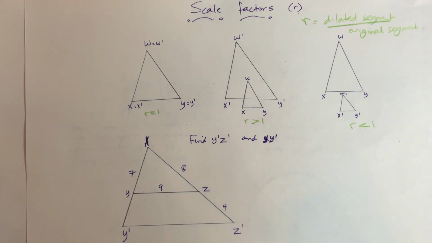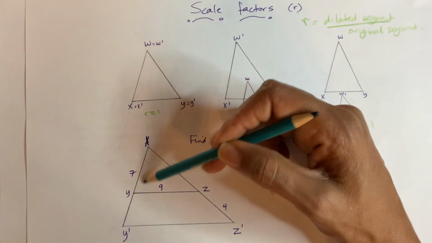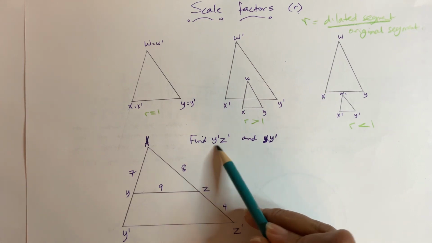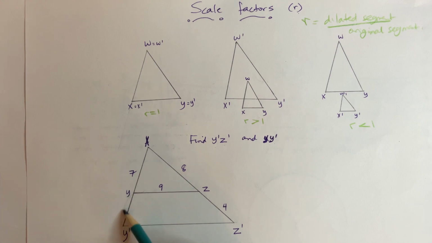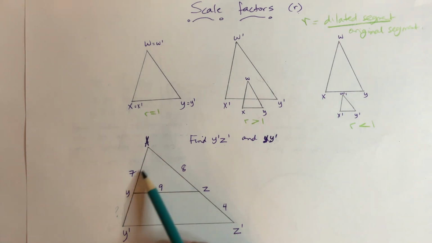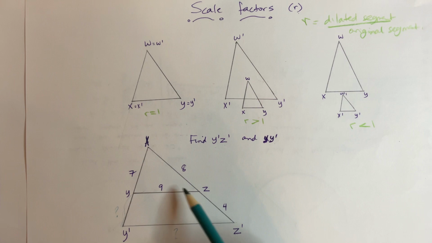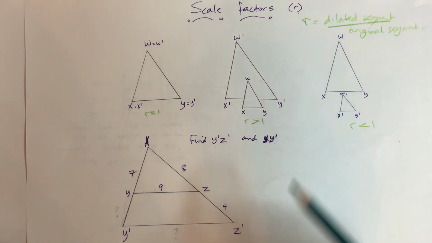Now you can look at this figure here. It says to find Y prime Z prime and YY1. This is YY1 we need to find, the unknown, and this is the other unknown we need to find, Y prime Z prime. Now we are given here this basic triangle, which is triangle XYZ. We're given the dimensions of that triangle, and based on this we can find our scale factor r.